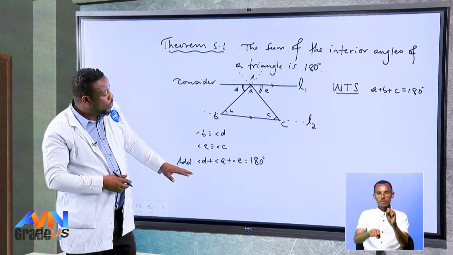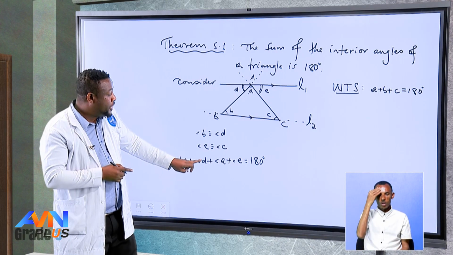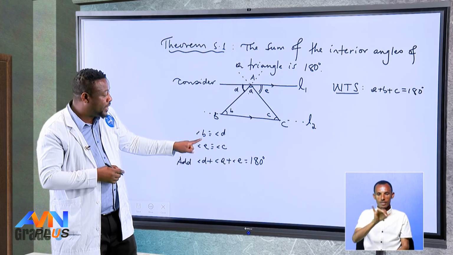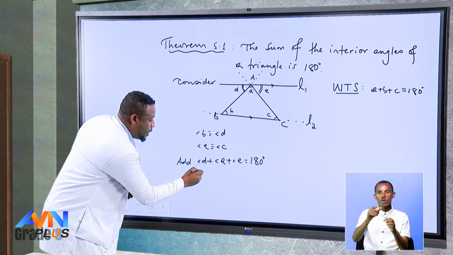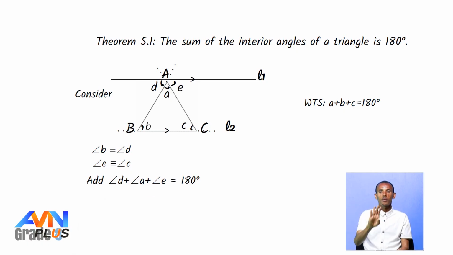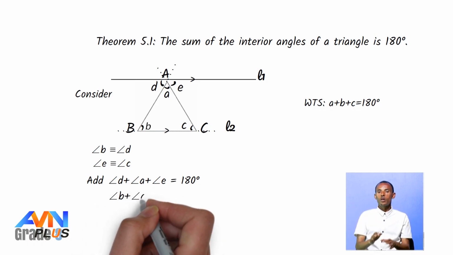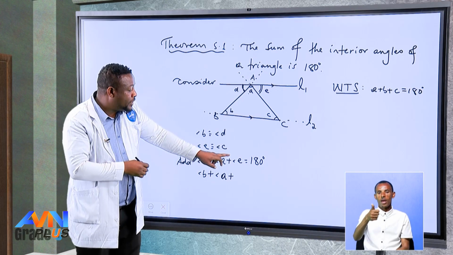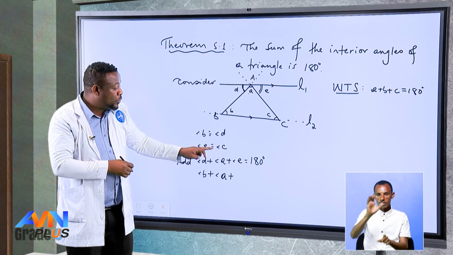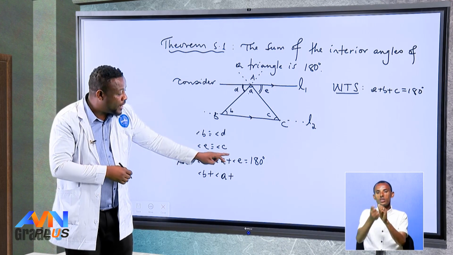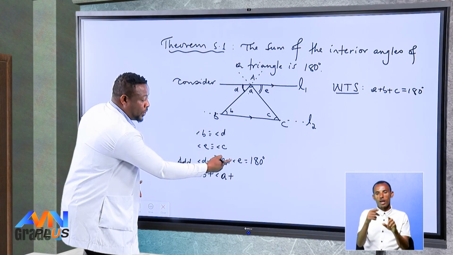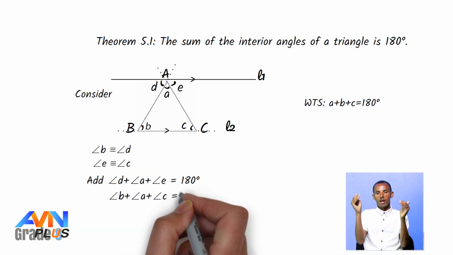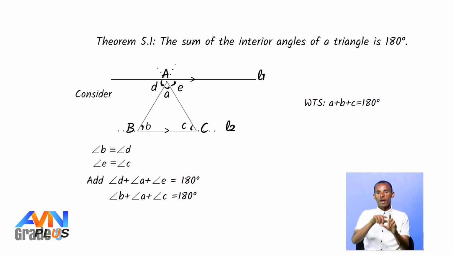So you know that D is the same as B, okay? In place of angle D, you can substitute B. Just put angle A as it is, and in place of angle E, you can substitute angle C because they are congruent. So here, in place of E, I can substitute angle C. This must be 180 degrees, right?